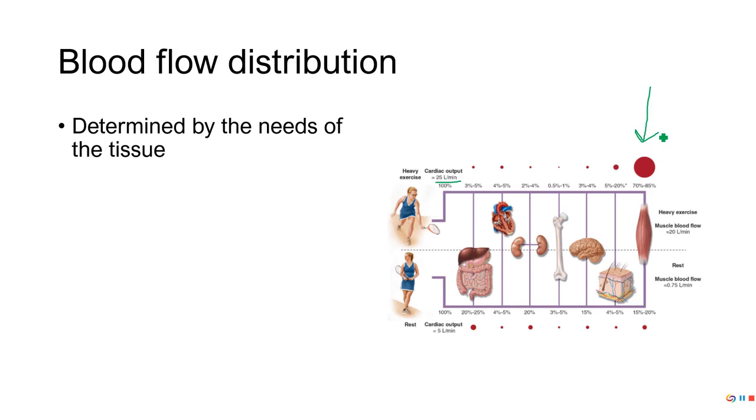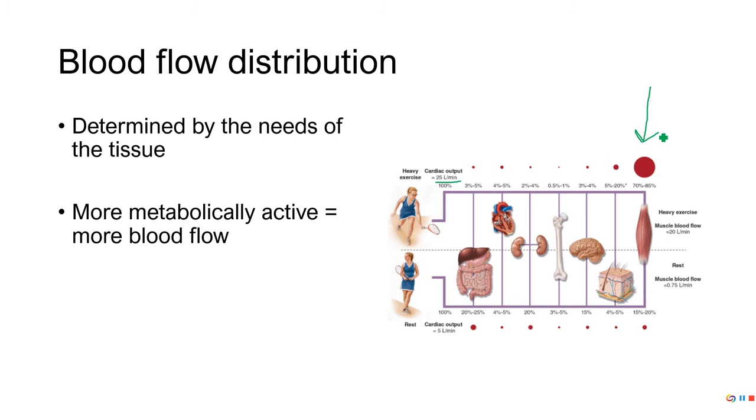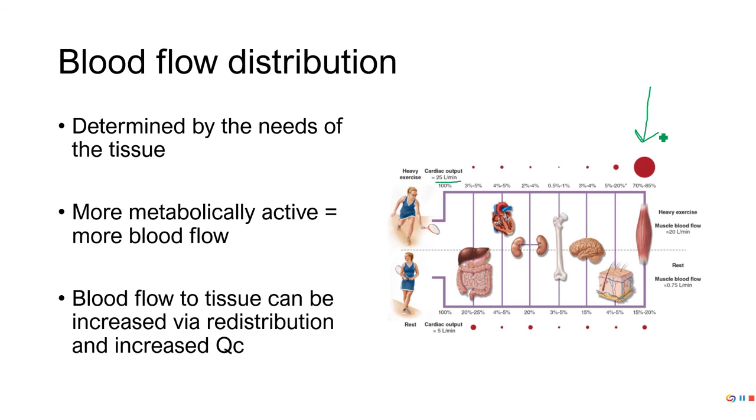And this is because the amount of blood we need is determined by what's going on in the tissue. More oxygen demand, greater blood flow. Okay, more metabolically active, more blood flow. And so we can distribute or redistribute blood flow, and we can also increase our cardiac output. So this leads to our intrinsic and extrinsic control.